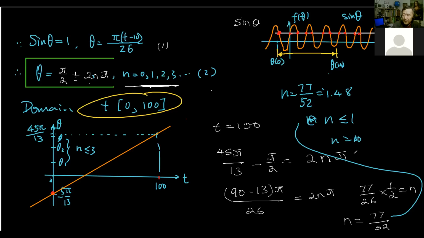So there's only a couple of values. Just one value, I think. Two values.